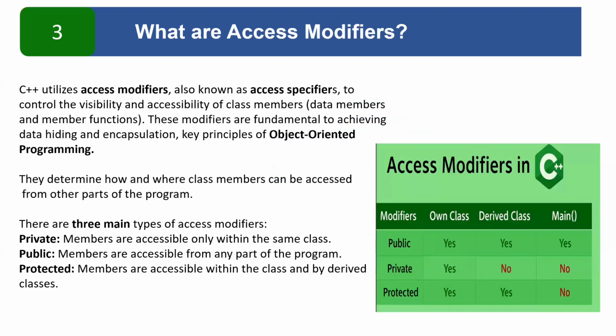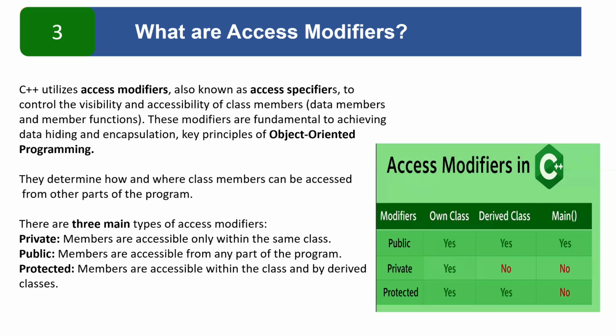Question number 3. What are access modifiers? C++ utilizes access modifiers, also known as access specifiers, to control the visibility and the accessibility of class members, data members and member functions. These modifiers are fundamental to achieving data hiding and encapsulation, key principles of object-oriented programming. They determine how and where class members can be accessed from other parts of the program.